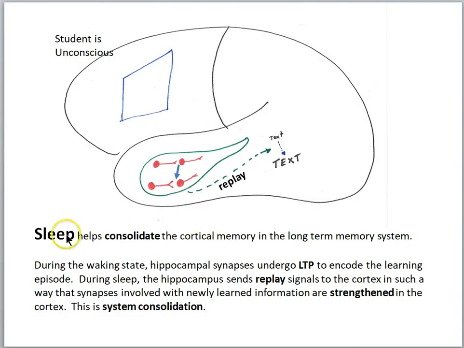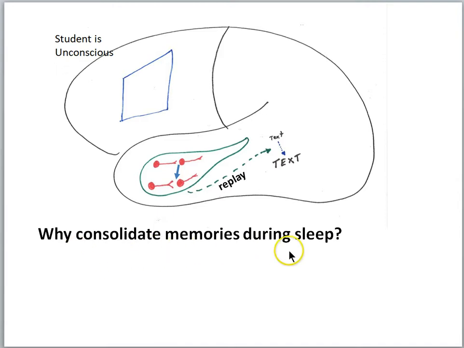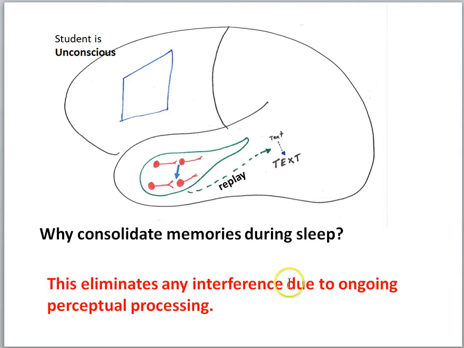Now, the idea that sleep helps consolidate memory is, of course, important for anybody interested in how best to learn anything in life. And so, from a student's point of view, when we're learning things during the day, we definitely don't want to disrupt sleep or not sleep if we want to remember the information later on. So sleep is a critical part of consolidation of memories, and therefore becomes an important part of any effective study strategy. So why do this consolidation during sleep in the first place? One idea is that this eliminates any interference due to ongoing perceptual processing.